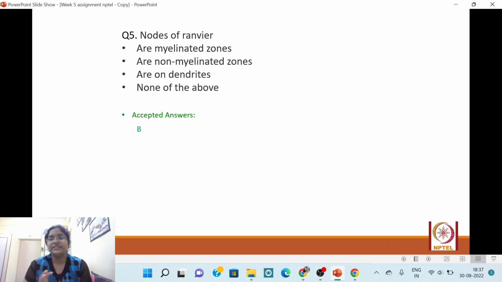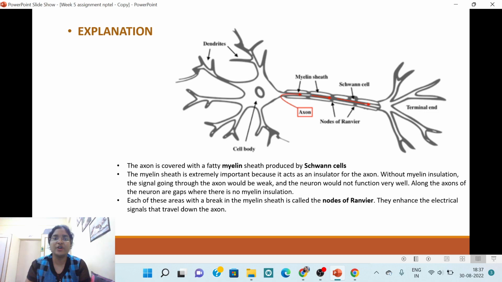If you don't understand this properly, you will be confused, because nodes of Ranvier are present in myelinated neurons, but they are not myelinated. They are present in the gaps between these myelin sheaths in the axon of the neuron.